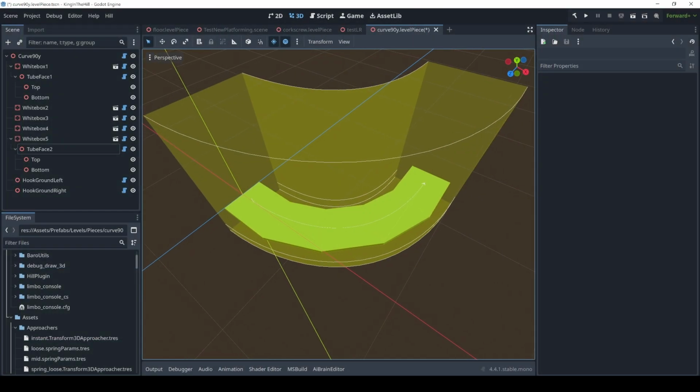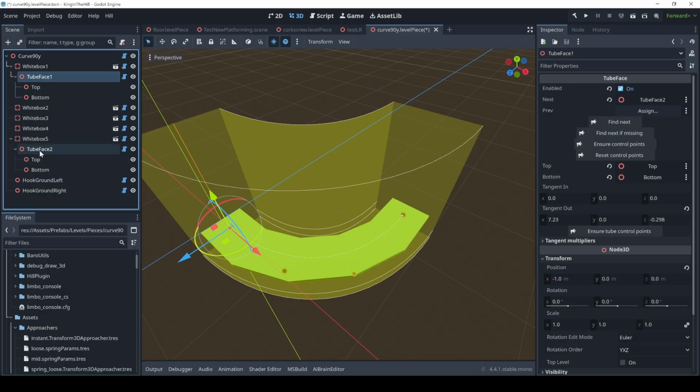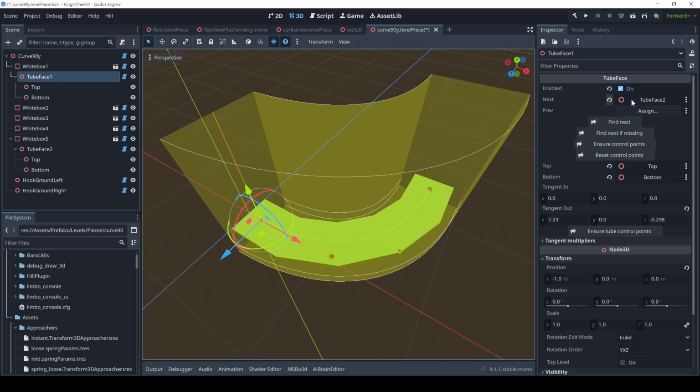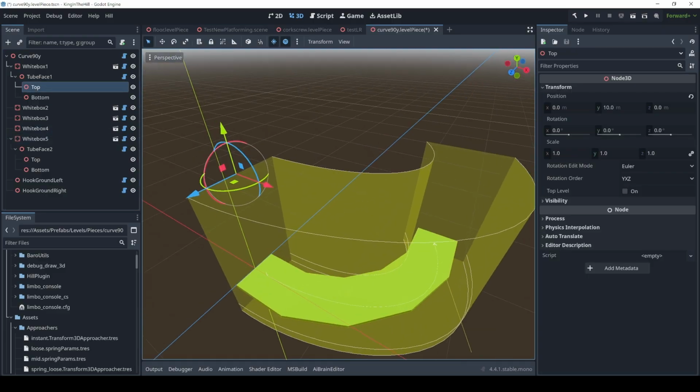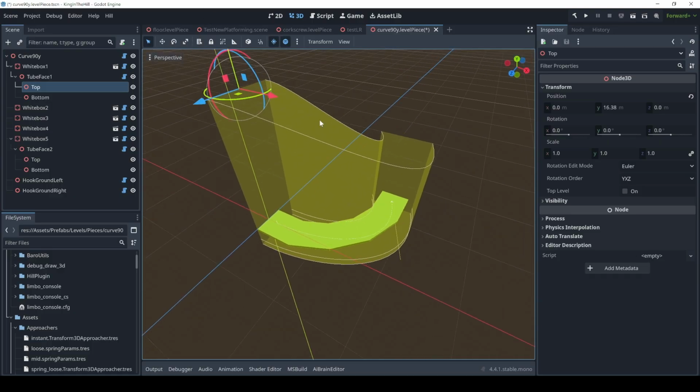The idea is this. Each piece contains a series of tube-face objects which are like the control points of a traditional curve. Each tube face is linked to the next, and I can tweak them, including in and out tangents, but also top and bottom transforms, which gives an easier but also more powerful way to define the up direction than a curved 3D tilt.